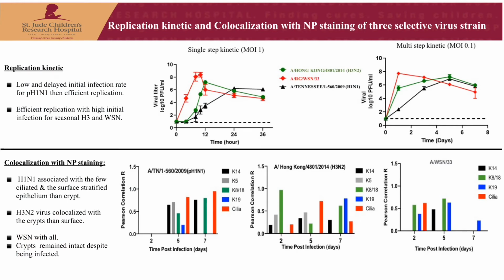After we found that tonsil epithelial cells are permissive and different influenza viruses can grow very well with efficient replication, we chose three different viruses, one seasonal H3N2, one pandemic H1N1, and WSN as control, to study the replication kinetics and co-localization with NP staining of influenza virus. For the replication kinetics, we found a low and delayed initial infection rate for the pandemic H1N1, then efficient replication on day 5 and day 7, while for H3N2 we found an efficient replication with high initial infection for seasonal H3N2 and WSN.